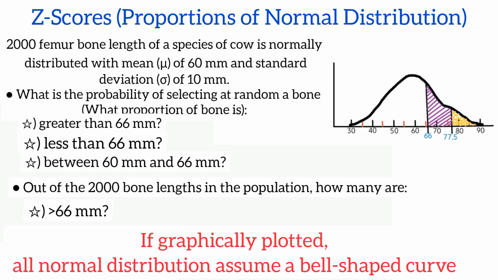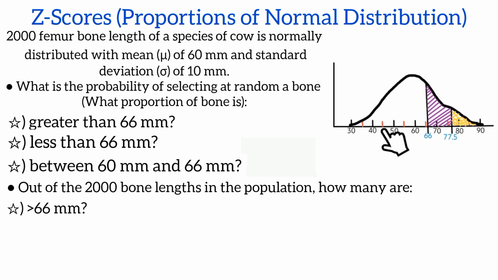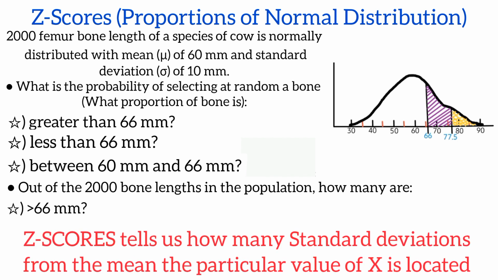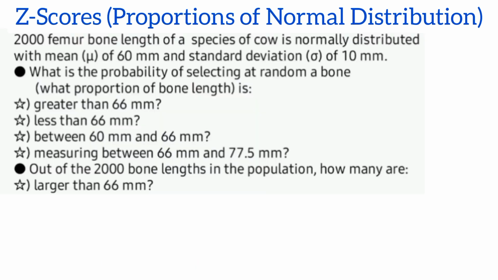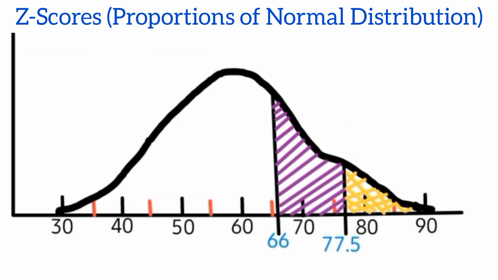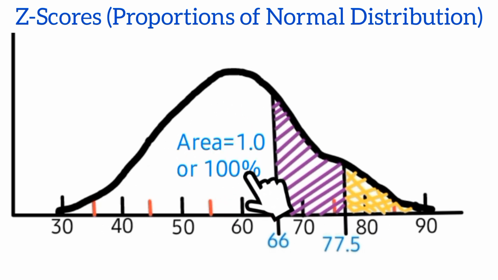Please note, if graphically plotted, all normal distributions assume a bell-shaped curve, just as we could see here. These curves are sometimes called standard curves or the normal deviate, and it tells us how many standard deviations from the mean the particular value of x is located. Mathematically, the z-score is x minus mean divided by standard deviation. We are given the mean value to be 60 mm, while the standard deviation is 10 mm. It is worthy to note that the total area under the normal curve is 1 or 100%.